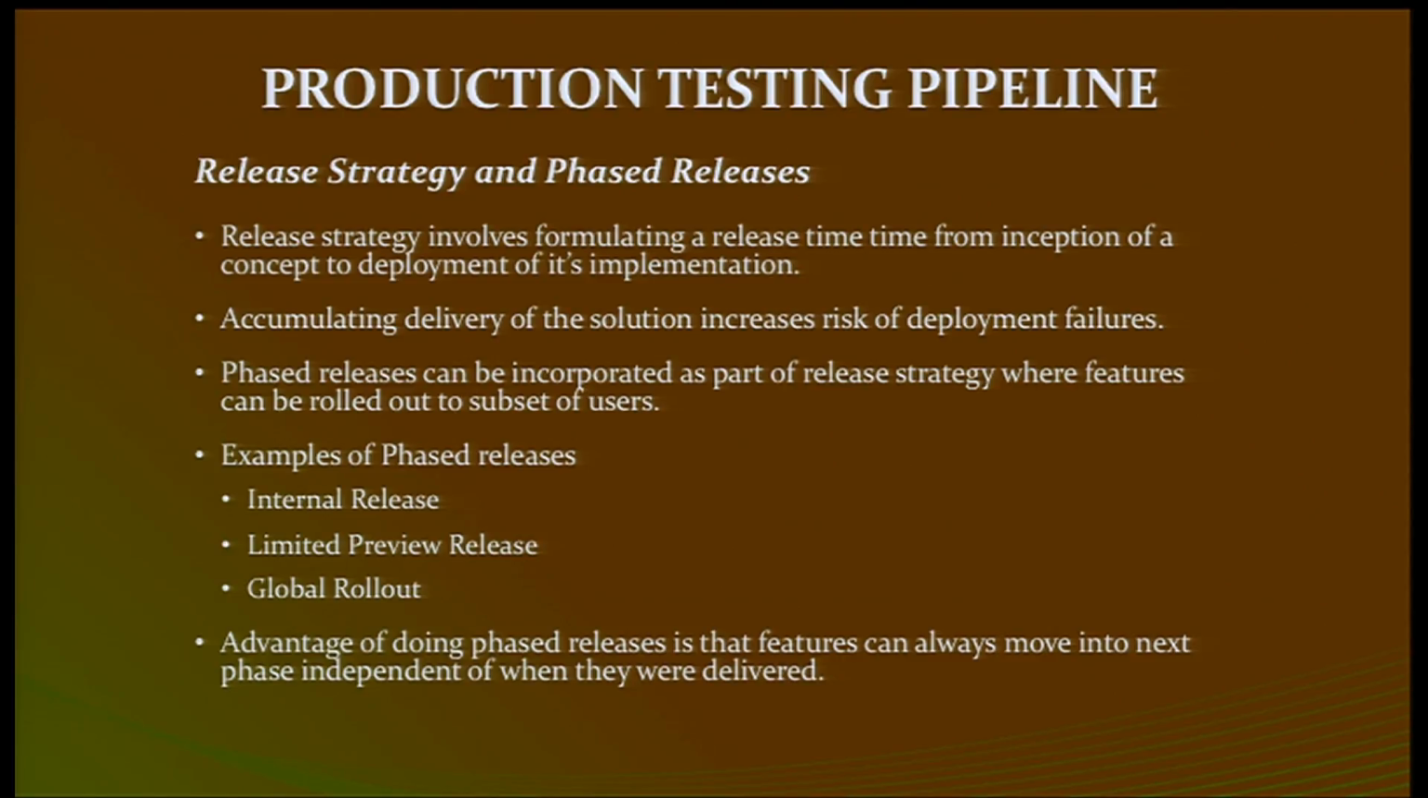So phase release is something like you identify a type of user and allow them special access to features. Some of the phase releases that we think of are internal release, limited preview release, and a global rollout. Internal release can be something like validation engineers within the company using the actual production environment to validate some features. The features will be enabled only to those users. To the rest of the world, it will still look as it is with the older version of your solution.